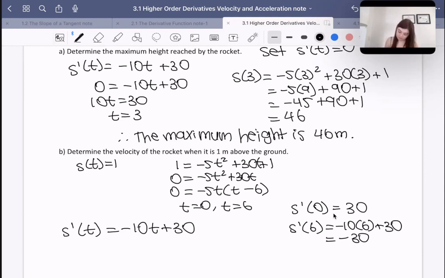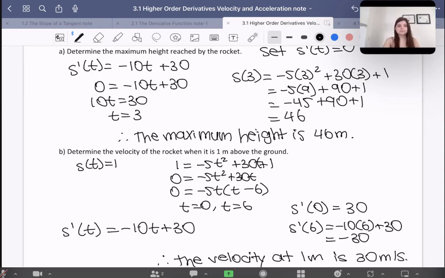So therefore, the velocity at 1 meter is 30 meters per second. All right, well, there we go.